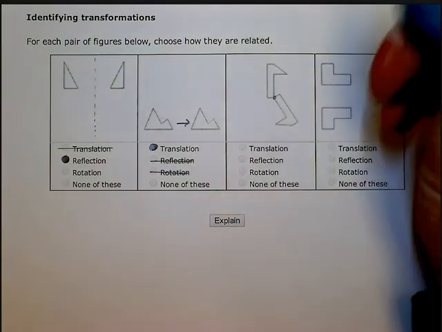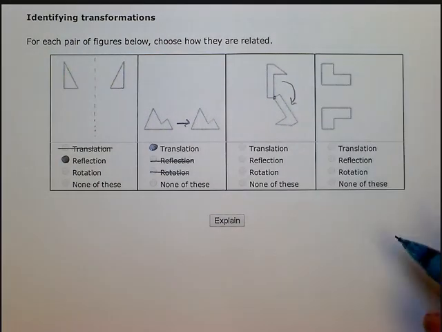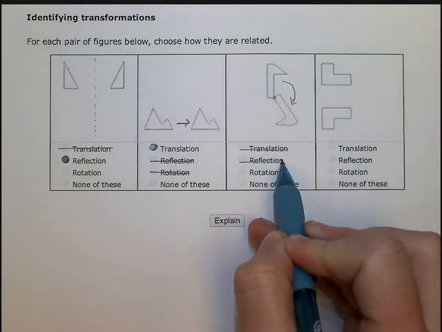Now this one is a nice little clue because they have this little point here where they touch, and this twisted down like that. So it wasn't translation, it wasn't reflection, but it was rotation.